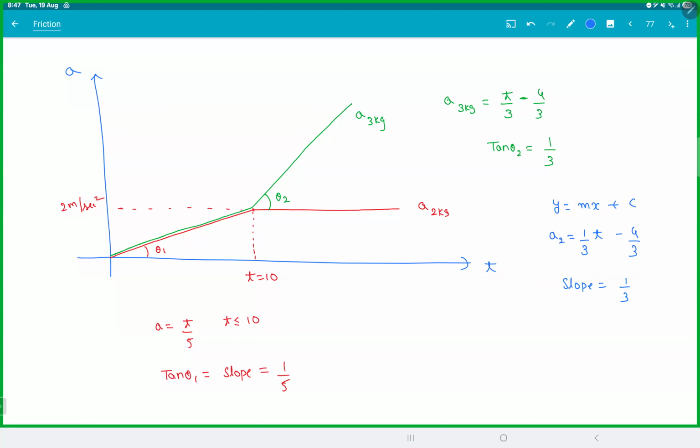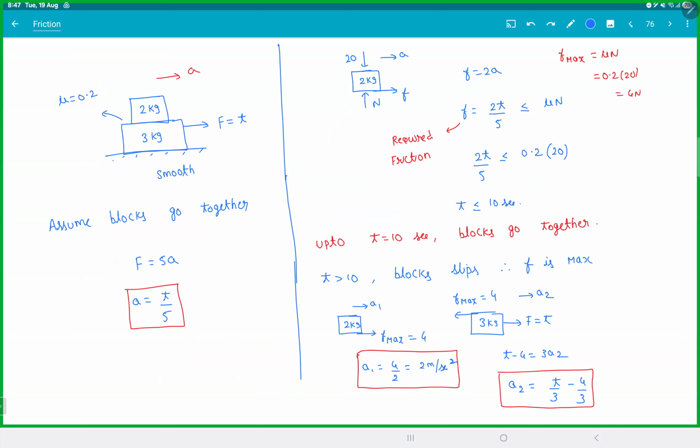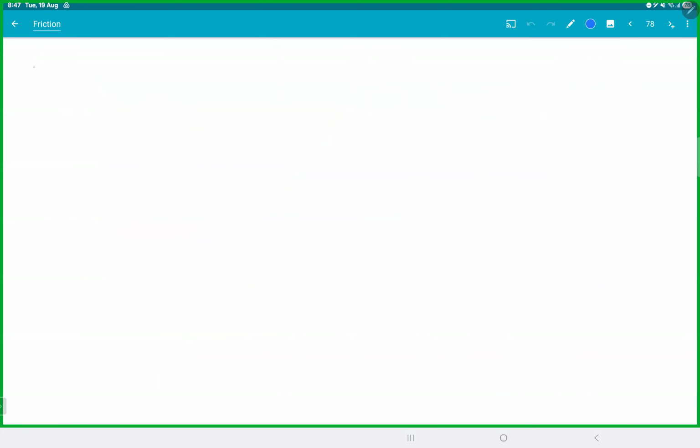Be clear. If you didn't understand why the graph is drawn, you should say that. Let's see the same thing. I'll just change few numbers here. Two kg block, 3 kg block. Let's say this is F is equal to t. Let's say here mu s is 0.2, mu k is 0.1, and let's keep the floor smooth. Now can you draw the graph?